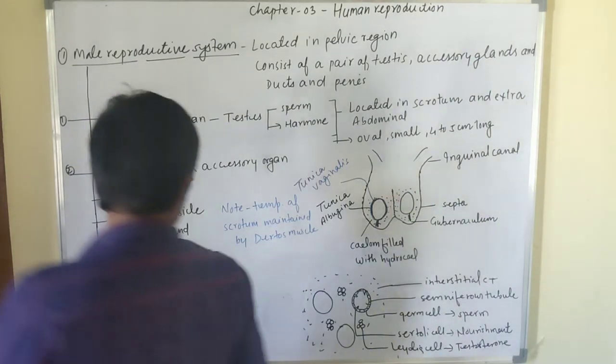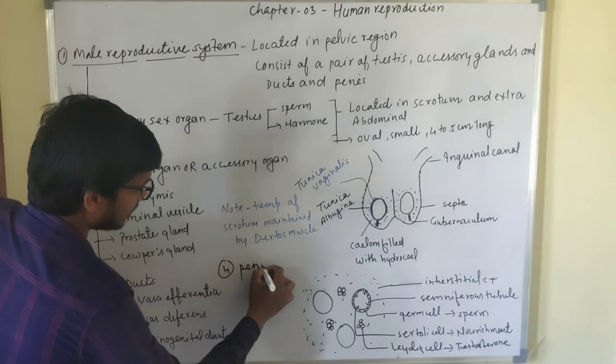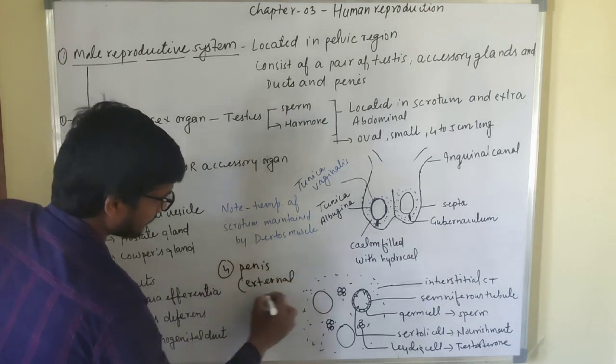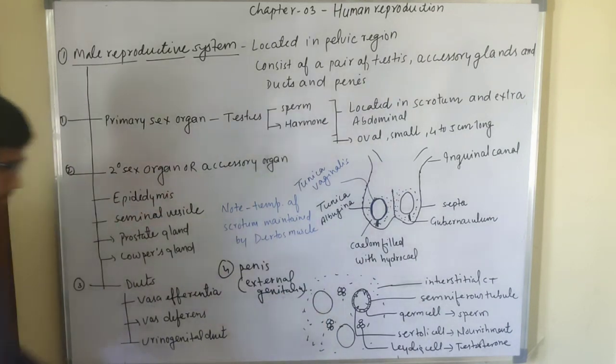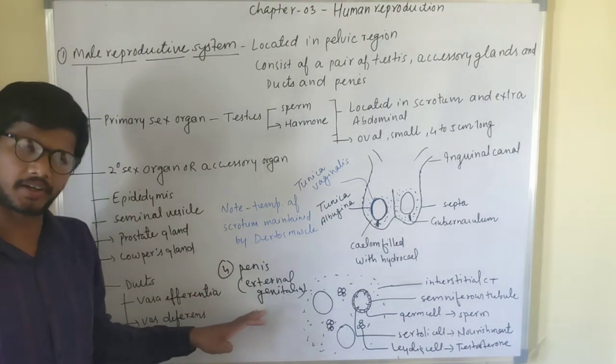So all these were part of the male reproductive system, and the last one, the fourth one, is the penis. This is also known as the external genitalia. Penis, or we can say external genitalia, is, as you know, the copulatory organ.